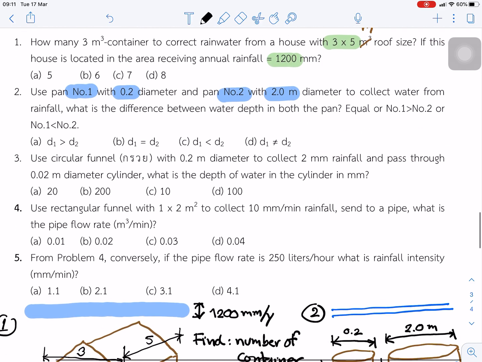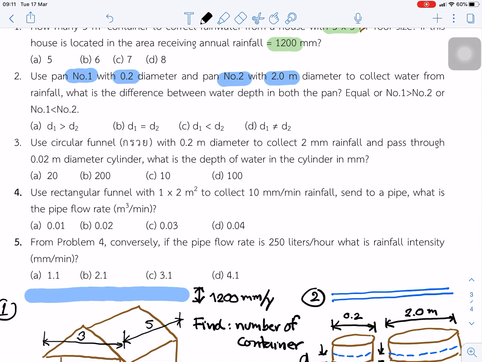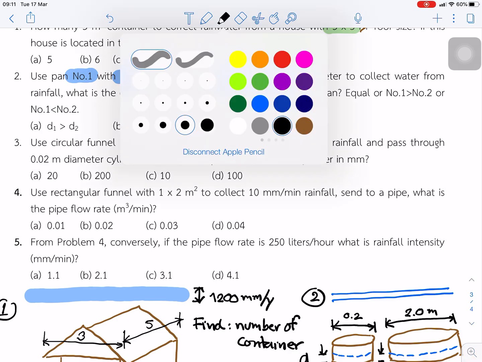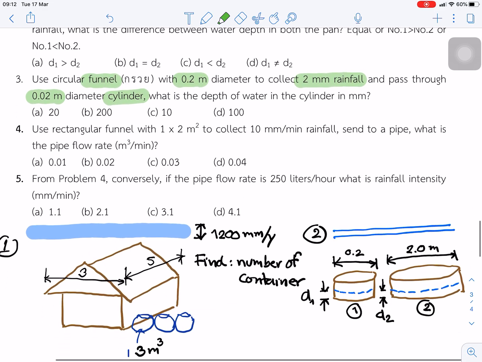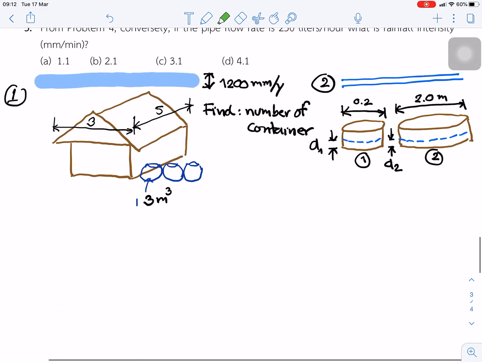The next question, number 3, is a circular funnel with a 0.2 meter diameter to collect 2 millimeters of rainfall and pass it through to a cylinder with a 0.02 meter diameter. So what is the depth of water in the cylinder? This is question number 3.